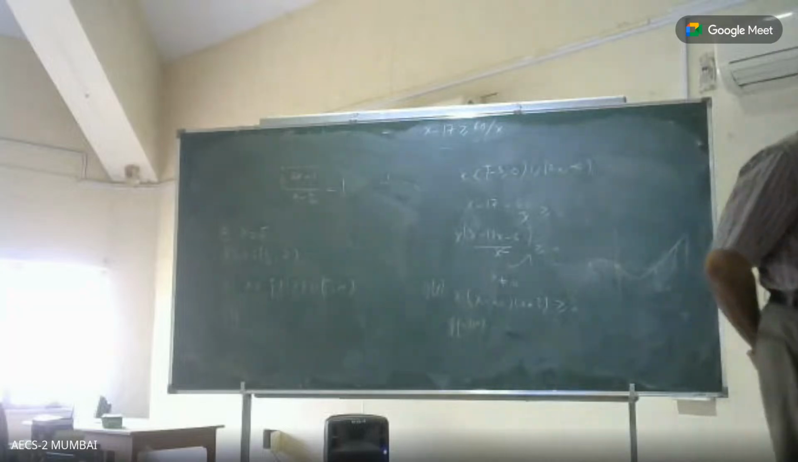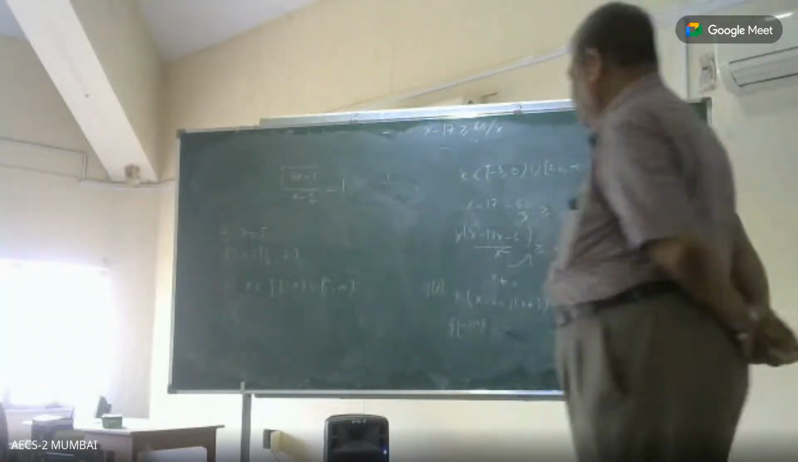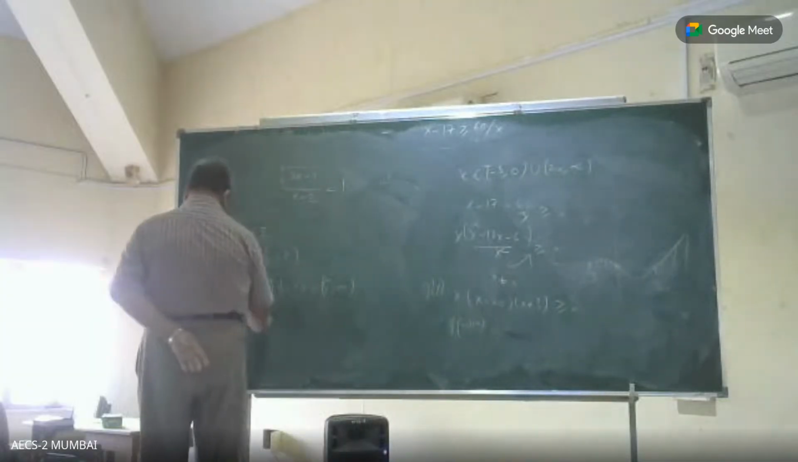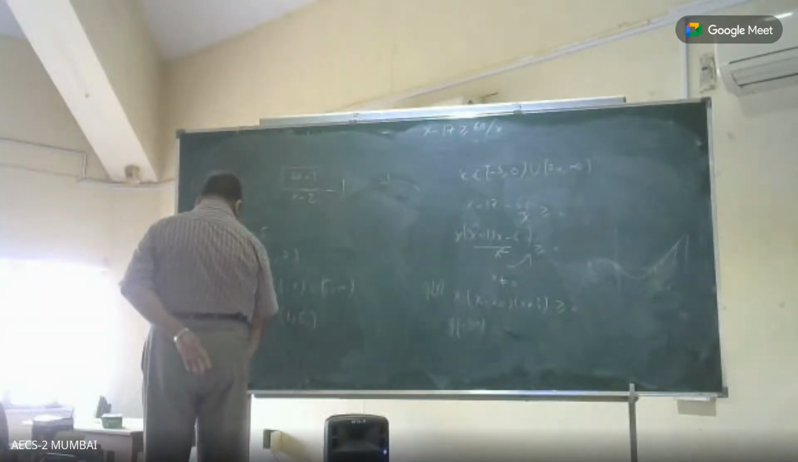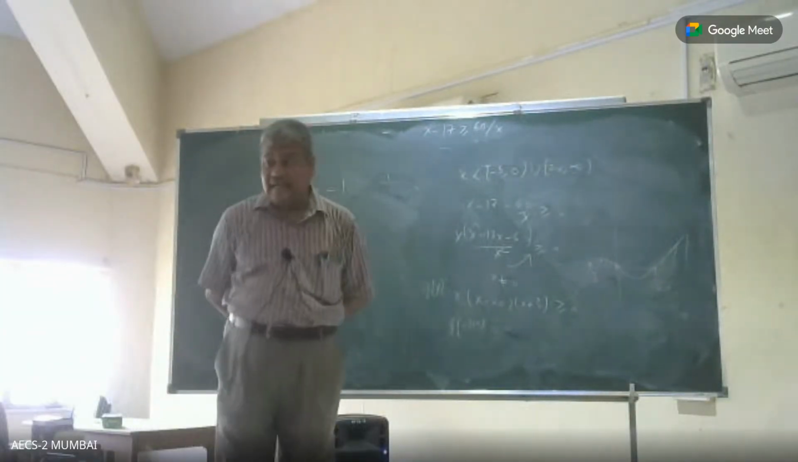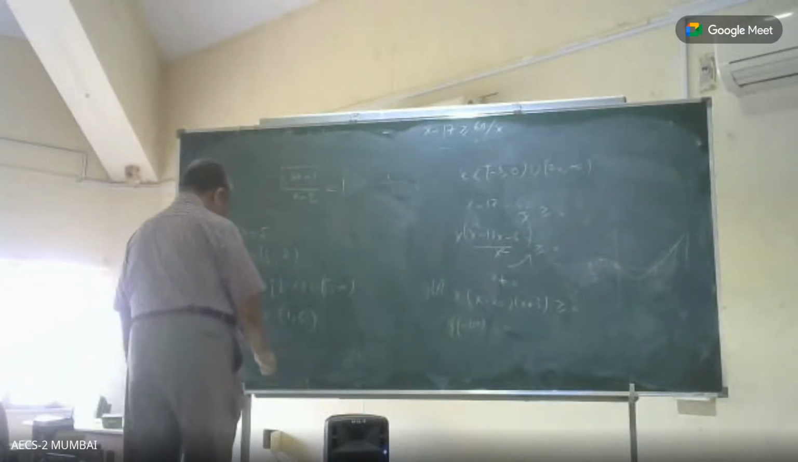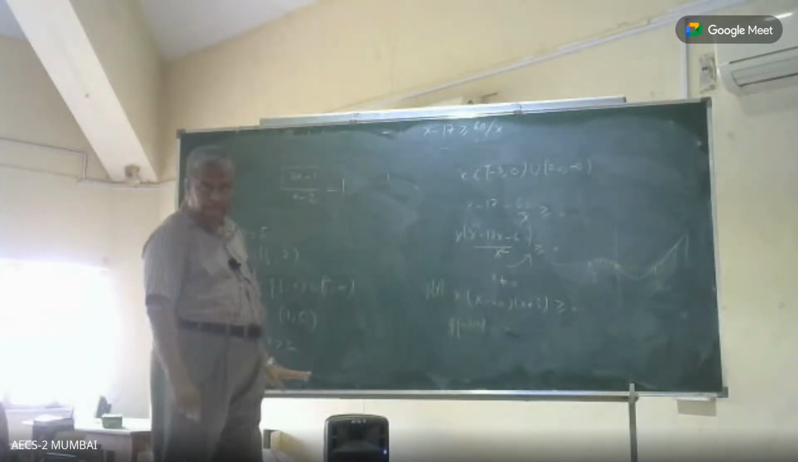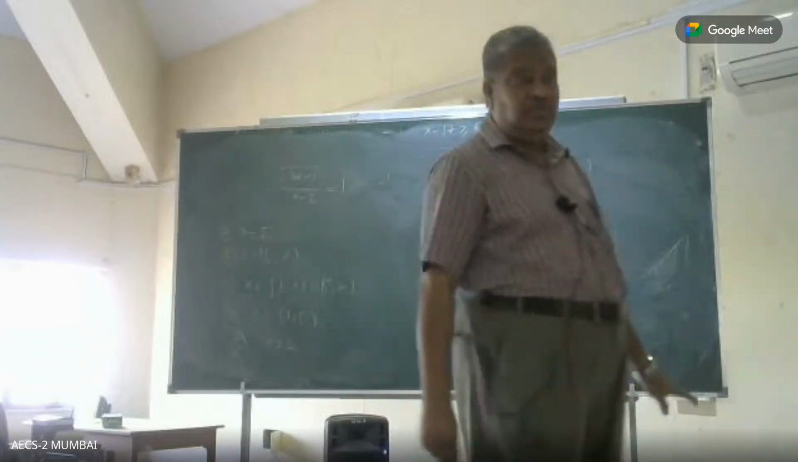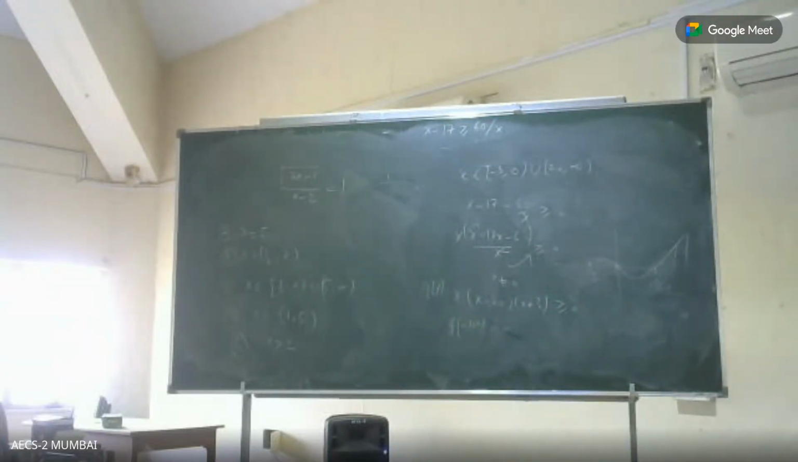X belongs to 1 to 5. Any other answer? X greater than 2, that will be 2 to infinity. Is it? X equal to 13. They are equations, some sets from this to that. It's only numbers. Numbers will be sufficient, but how many numbers will be there? It will be intervals.